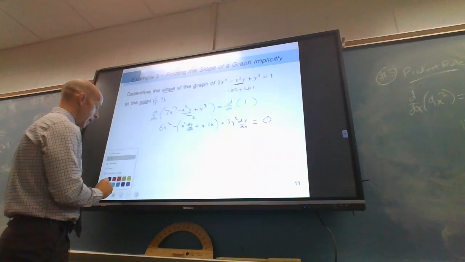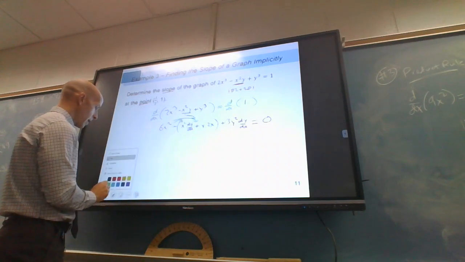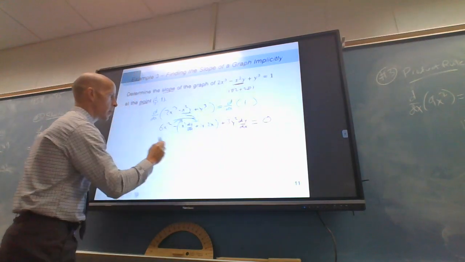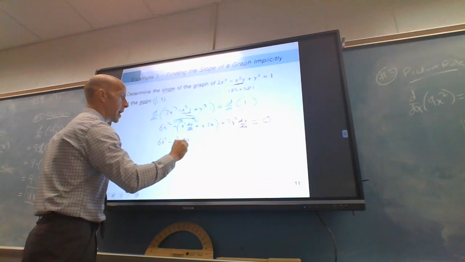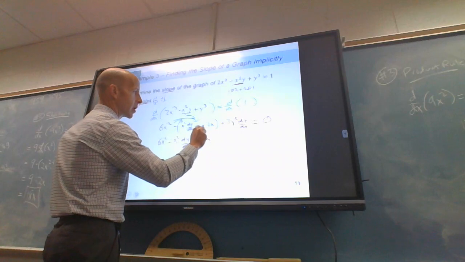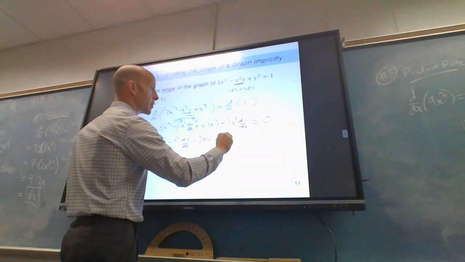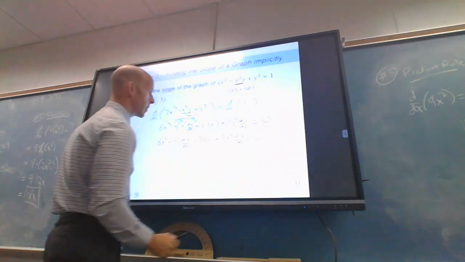Now I need to make sure that I distribute this negative. I'm just going to do that now. So 6x squared minus x squared dy dx minus 2xy. I'm just going to rearrange those into alphabetical order. Plus 3y squared dy dx equals 0.